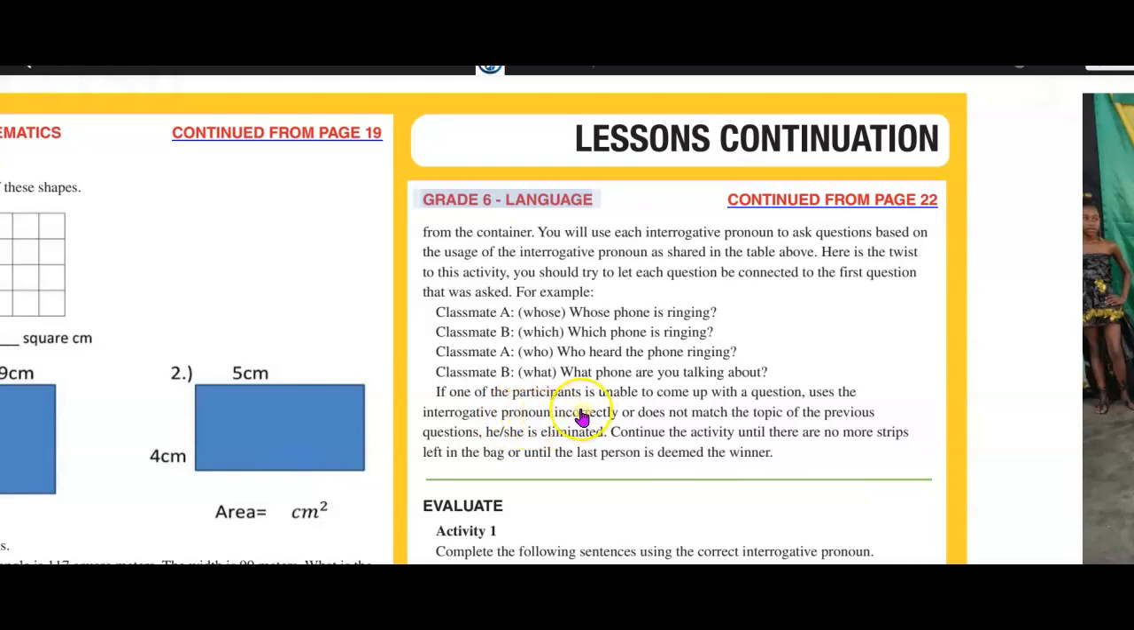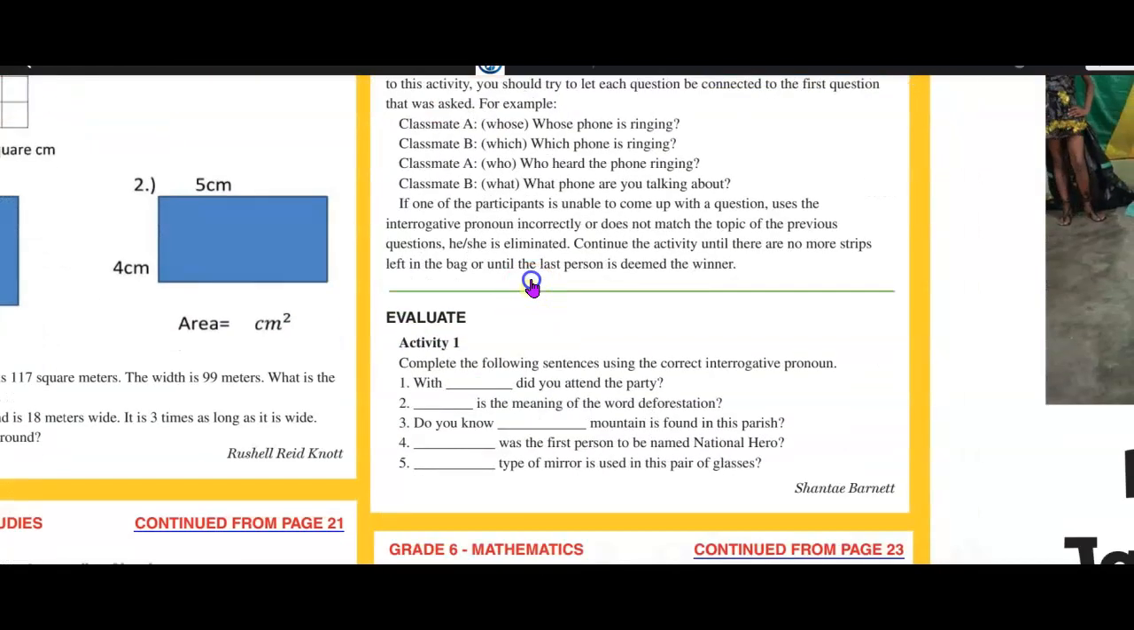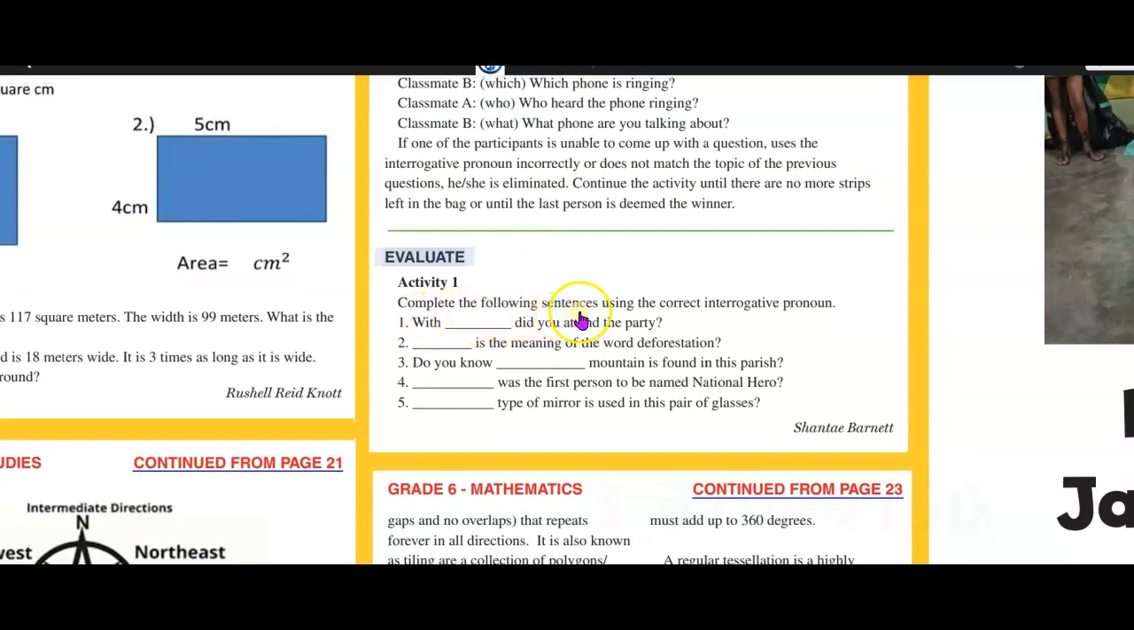If one participant is unable to come up with a question, uses the interrogative pronoun incorrectly, or does not match the topic of the previous question, he or she is eliminated. Continue the activity until there are no more strips left in the bag or until the last person is deemed the winner. Complete the following sentences using the correct interrogative pronoun.